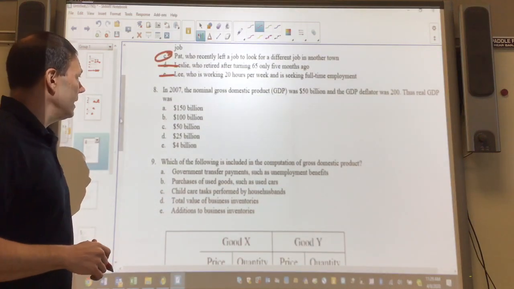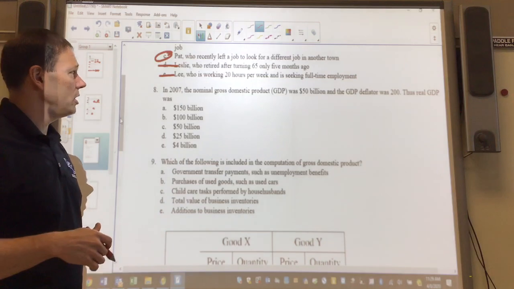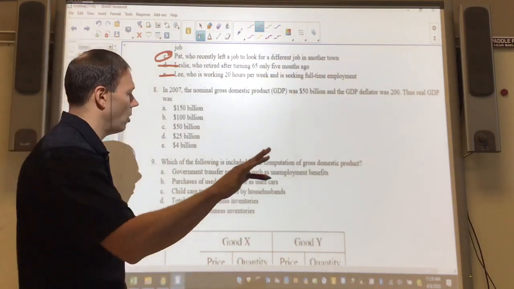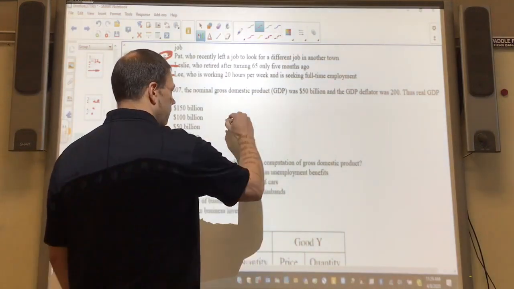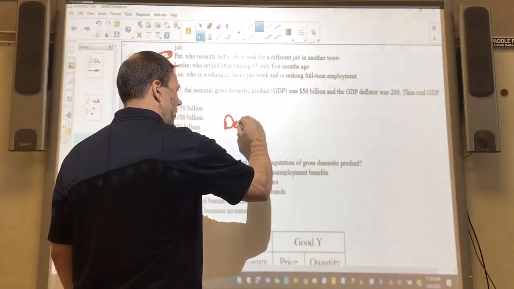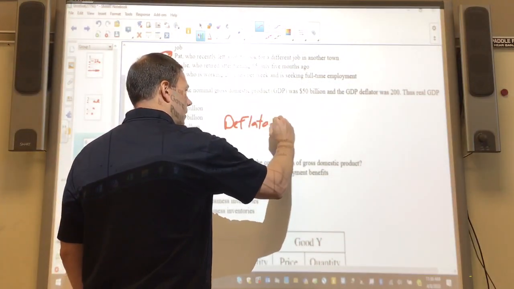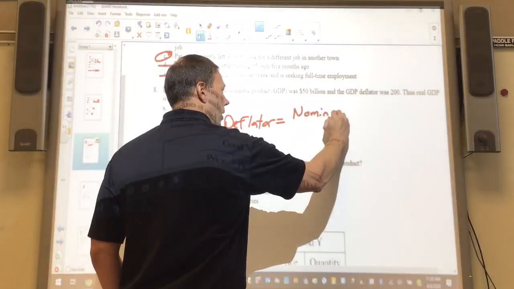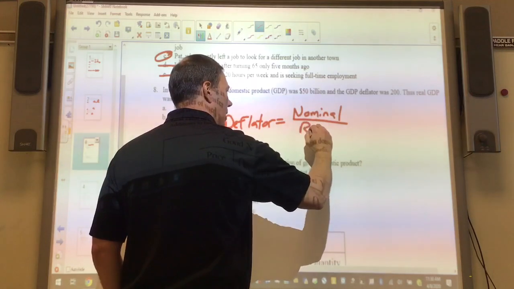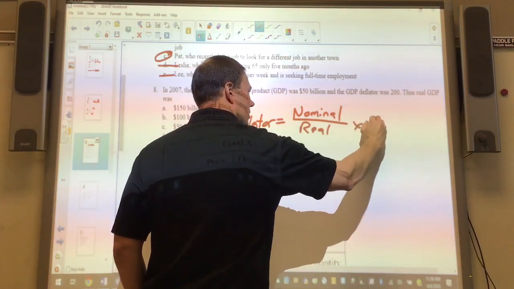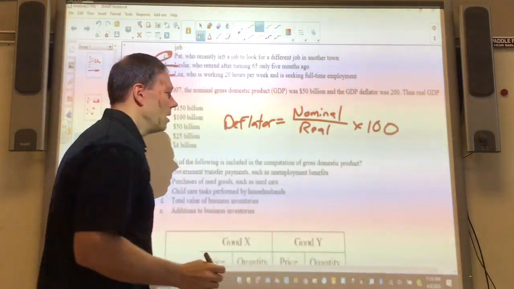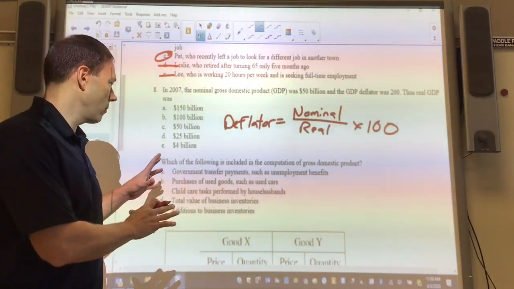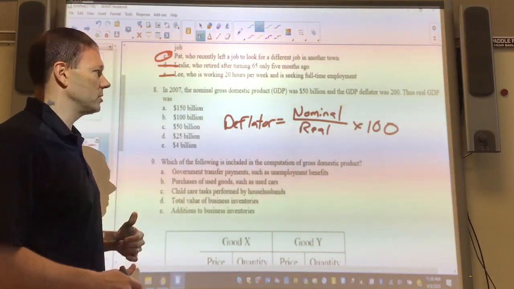Number 8, in 2007, nominal GDP is 50 billion. The deflator is 200. What is real GDP? So remember our formula for all this. The deflator is equal to nominal divided by real, and remember, I always remember nominal is the numerator, and then times 100, okay? Now, I'm going to give you this right away, because you're going to see a couple other problems that show up like this.